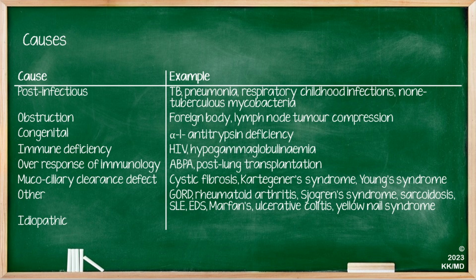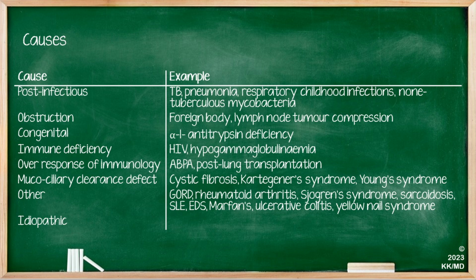Fifth one is over-response of immunology, and that's the case that you see in post-lung transplantation, as well as allergic bronchopulmonary aspergillosis, or ABPA for short. Sixth one is mucociliary clearance problems, and that includes cystic fibrosis, Kartagener syndrome, and Young syndrome.